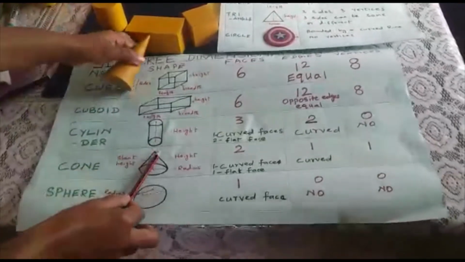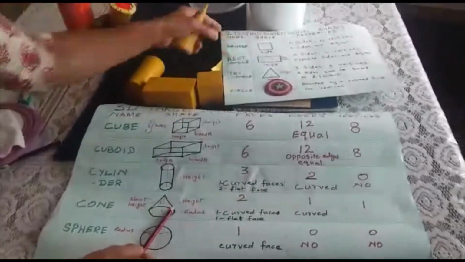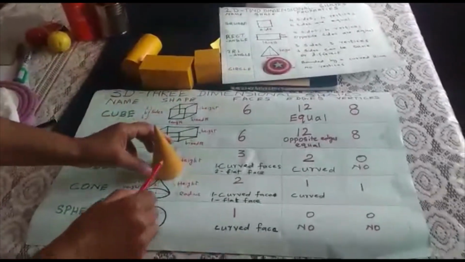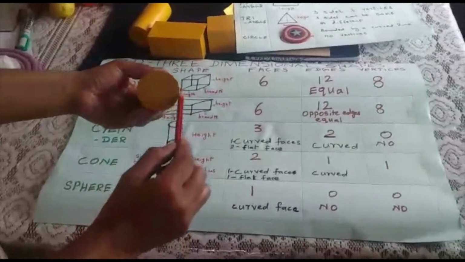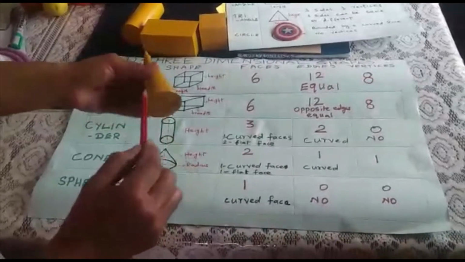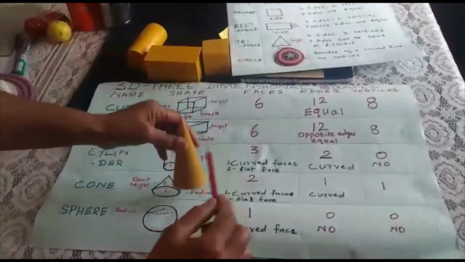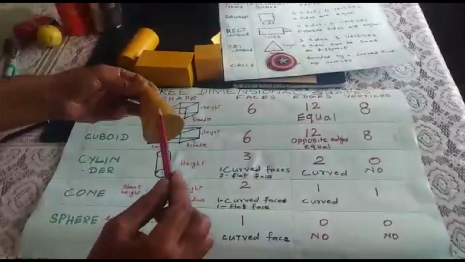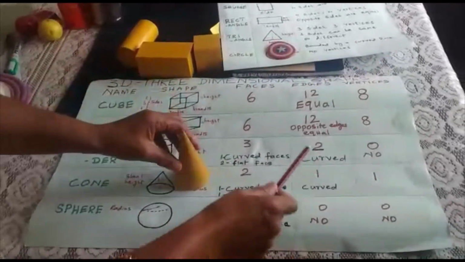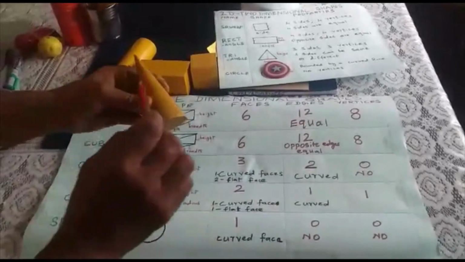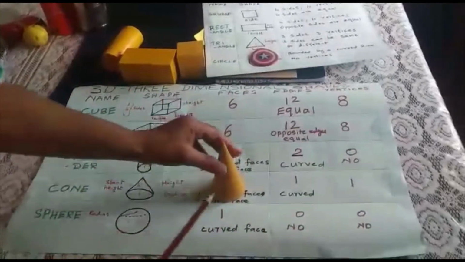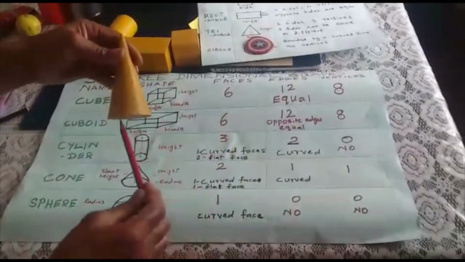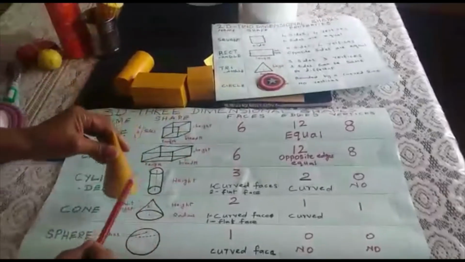Okay, next shape is cone. This is the shape of a cone. This also has no straight flat faces. It has one curved face here, one flat circular face here. So totally there are two faces. How many edges? You can see only one edge, the edge which is connecting this face and this face. And there is only one vertex on the top. So two faces, one edge and one vertex for a cone.